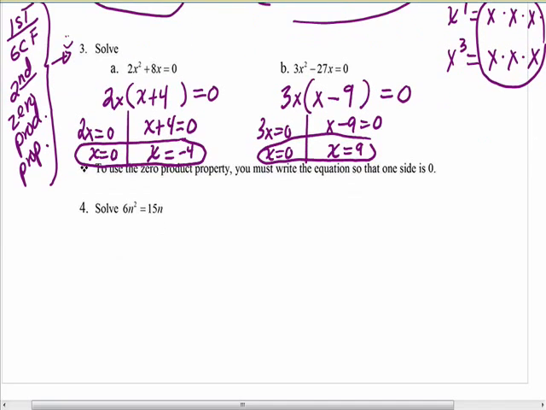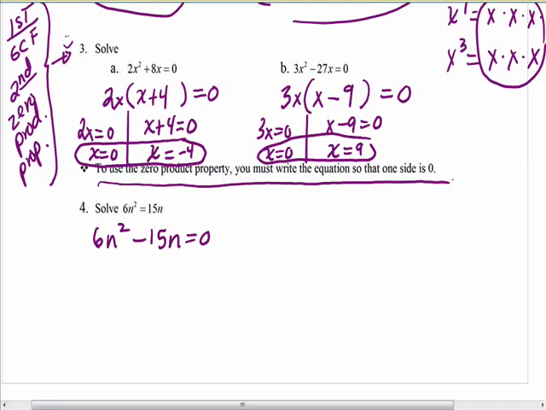All right. Number 4 looks a bit different. What do you think we have to do for number 4? Andrew? Oh, that's what you said. I prefer subtracting the 15 in. It's good to keep the squared term positive. So you want to make the 6n squared. Good. So yes, to use the zero product property, you must write the equation so that one side is 0. So now it looks like ones we did in number 3, correct? Yeah. Correct.